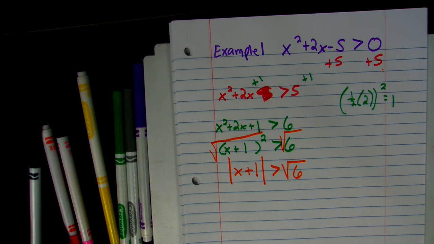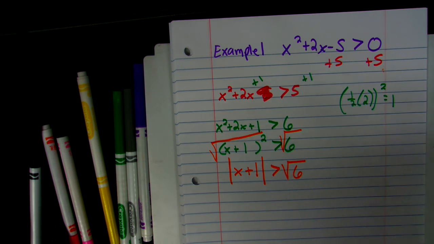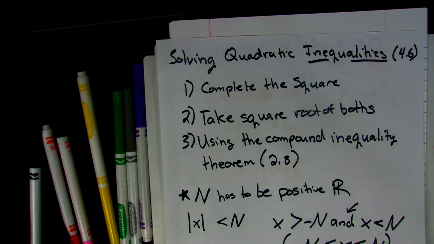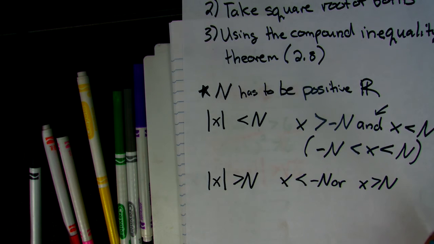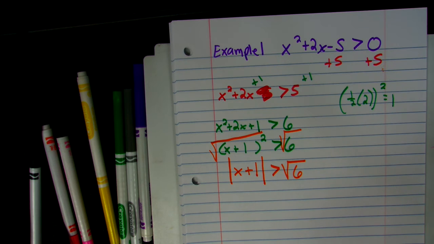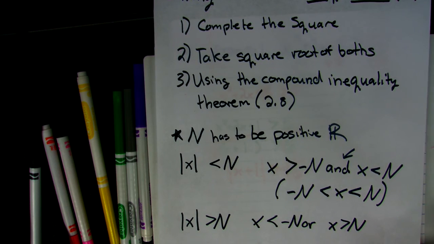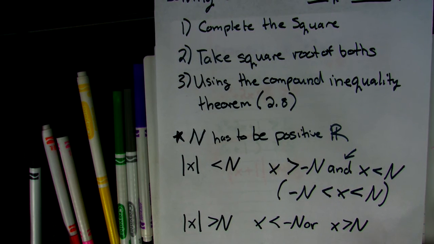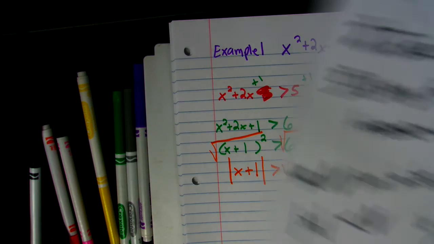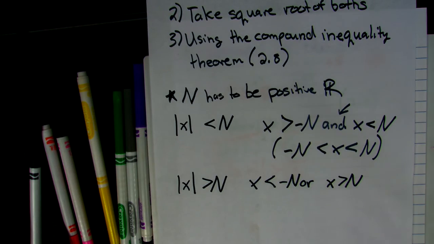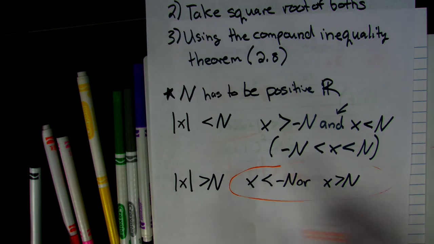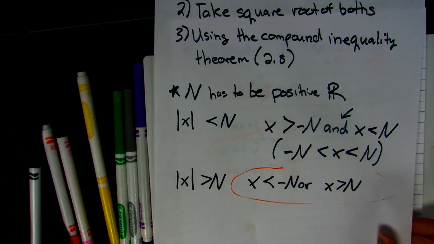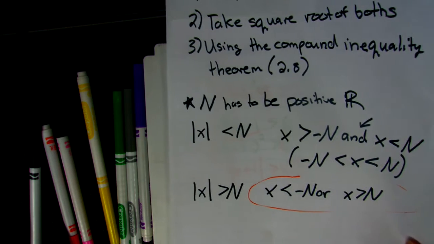And now that I've done that, step 3, use the compound inequality theorem. So I have to decide, is n a positive real number? Is the square root of 6 a positive real number? Yes, it's positive, it's real, it's not imaginary. So we're good there. Is our absolute value less than or greater than n? It's greater than. So that means that we have a disjunction, which means that we're going to follow this formula, which says x is less than negative n or x is greater than n.